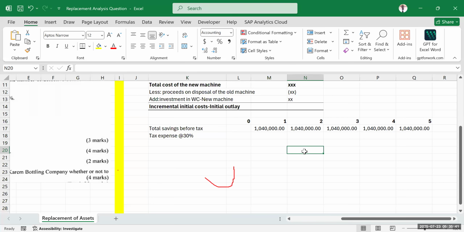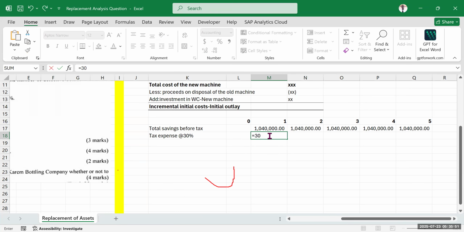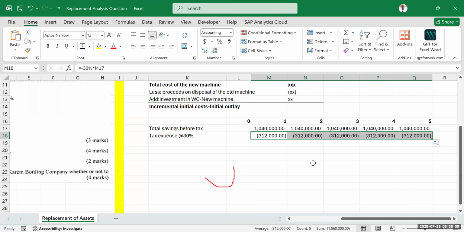So we're going to charge 30% on the total cost savings per year. And we start cost savings in year 1, not year 0. So 30% of the 1040, what do we have? 312. And now that it's a tax expense, it will affect our cash flows, so I will put a negative onto it like that. And this I autofill to year 5. And you realize the tax also remains constant across the years. Good.